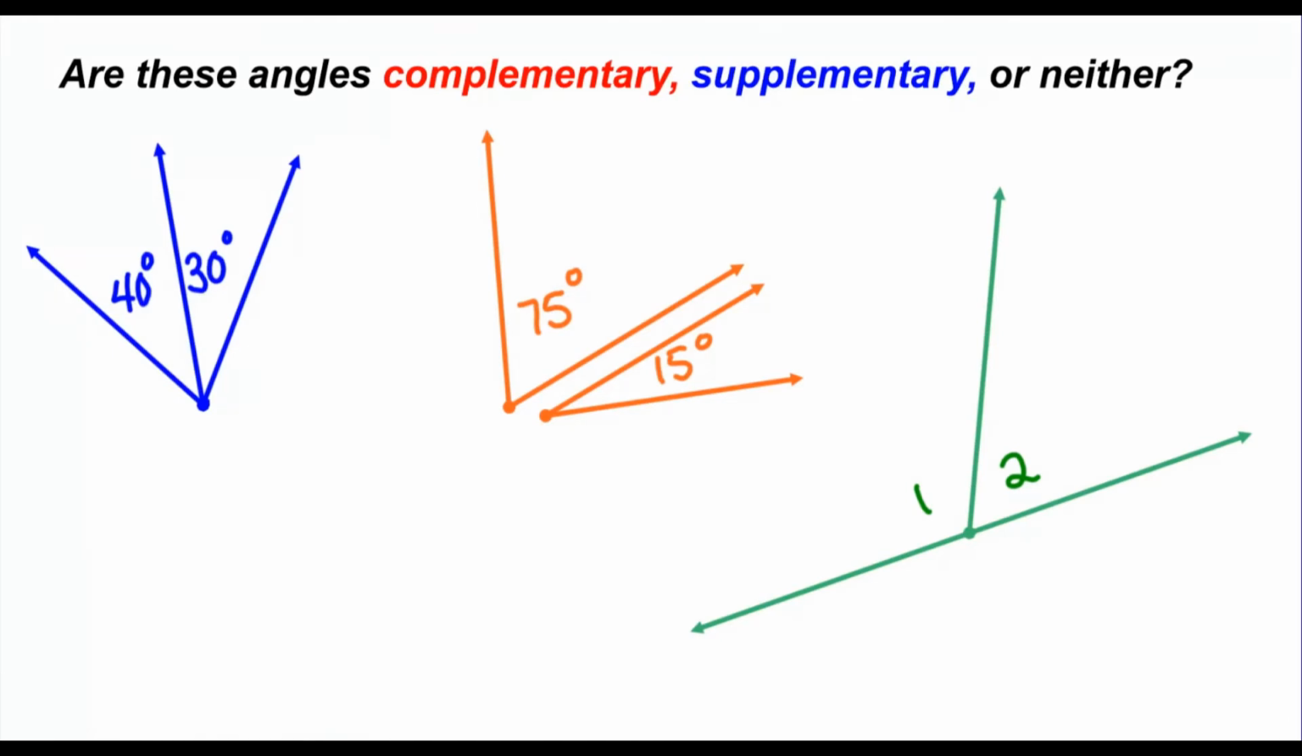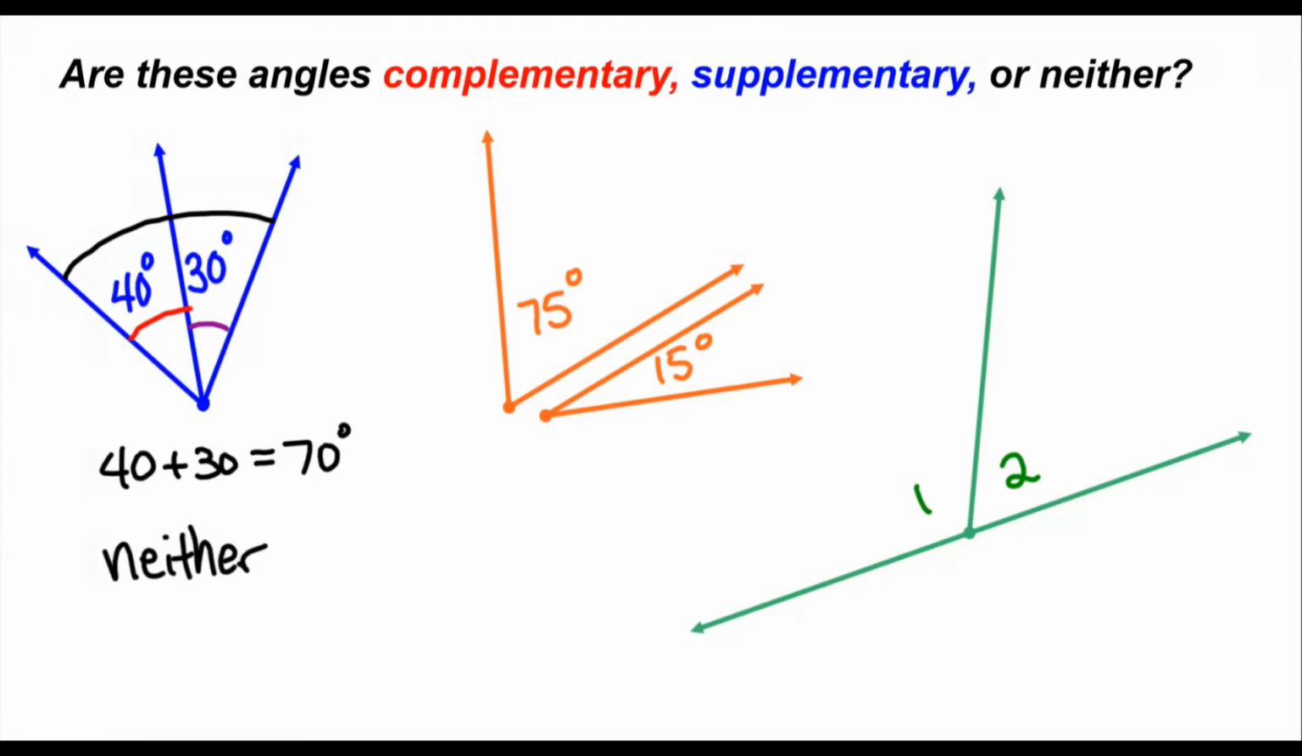So are these angles complementary, supplementary, or neither? Looking at the blue angles here, I have a 40-degree angle, which is this angle right here, and I have a 30-degree angle, this angle right here. Now when I add these two angles together, 40 plus 30 is 70 degrees. So together they would form this larger 70-degree angle, which is neither 90 degrees nor 180 degrees. So this is not complementary or supplementary. It's neither.